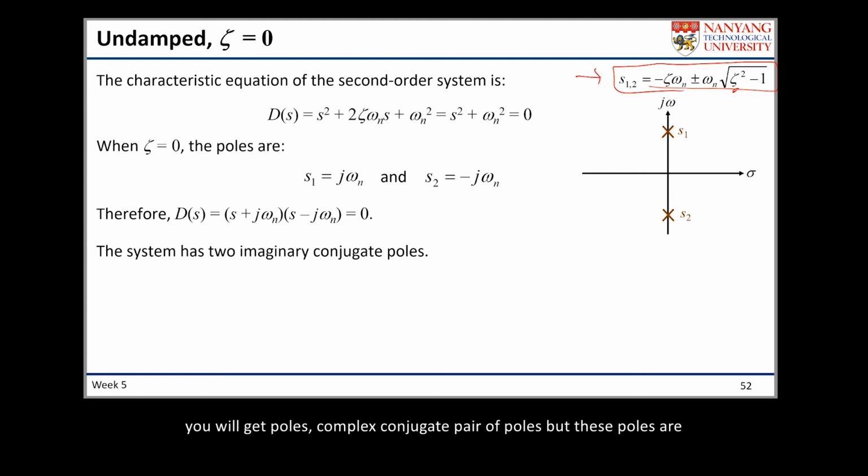poles, but these poles are located on the imaginary axis, because if you look at this, there is no real part on it. The real parts are 0. So you will have two imaginary conjugate poles. Both of them are located on the imaginary axis. Okay, so these are the differences between these 4 classes of second order system: the overdamped, critically damped, underdamped, and undamped system.